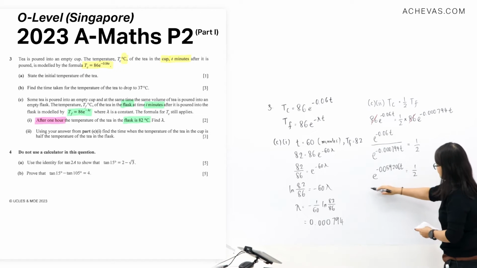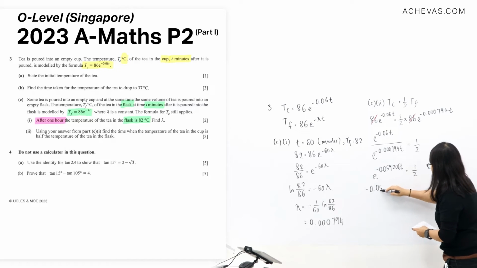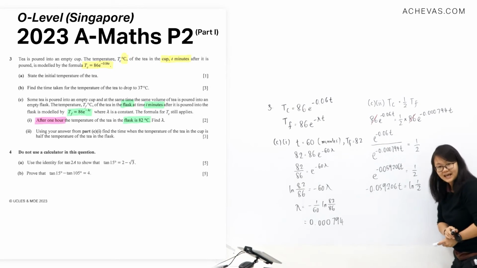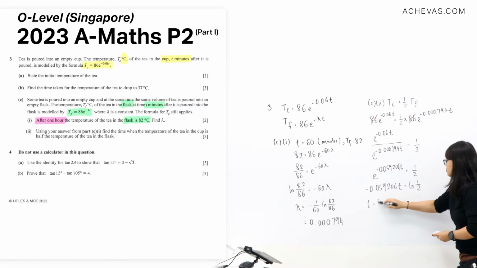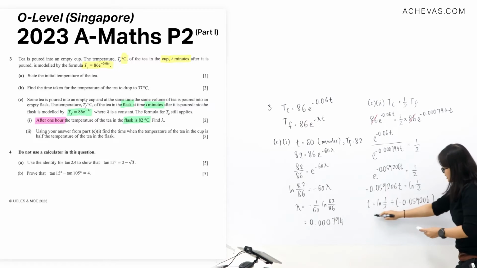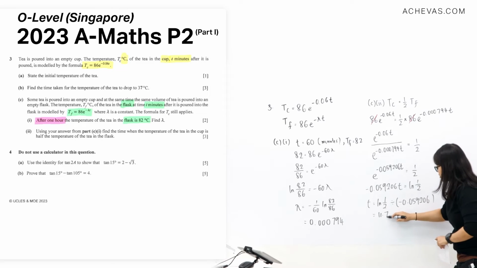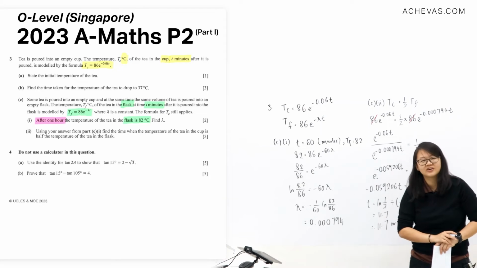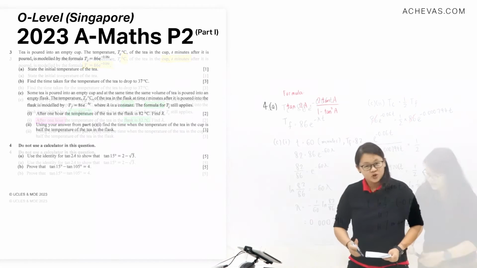Taking ln, next step. And the last step, t will be equal to ln of 1 over 2 divided by this number here. So the answer will be 11.7, therefore 11.7 minutes. That's for C2. Question 4.